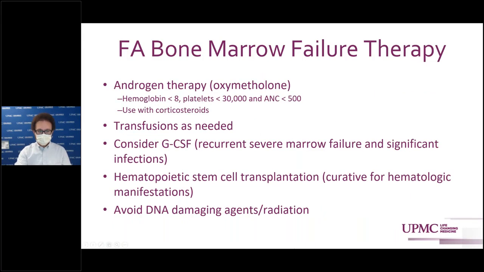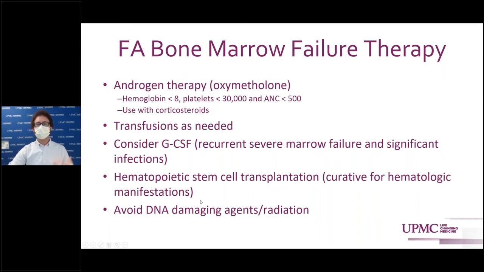So therapy for this, there's different types of medicines called androgens, most notably oxymetholone, that have been shown to help with patients that have developed lower and symptomatic blood counts, that you can use with corticosteroids as well. Transfusions as need be, that's always the quickest and most effective if you have a severely anemic, thrombocytopenic, or neutropenic patient. You can consider the G-CSF as like a neutrophil boost.